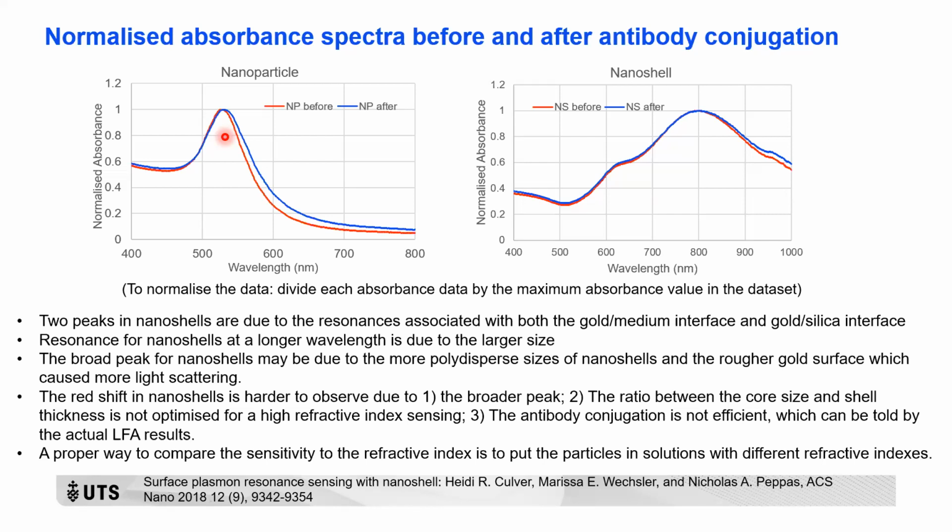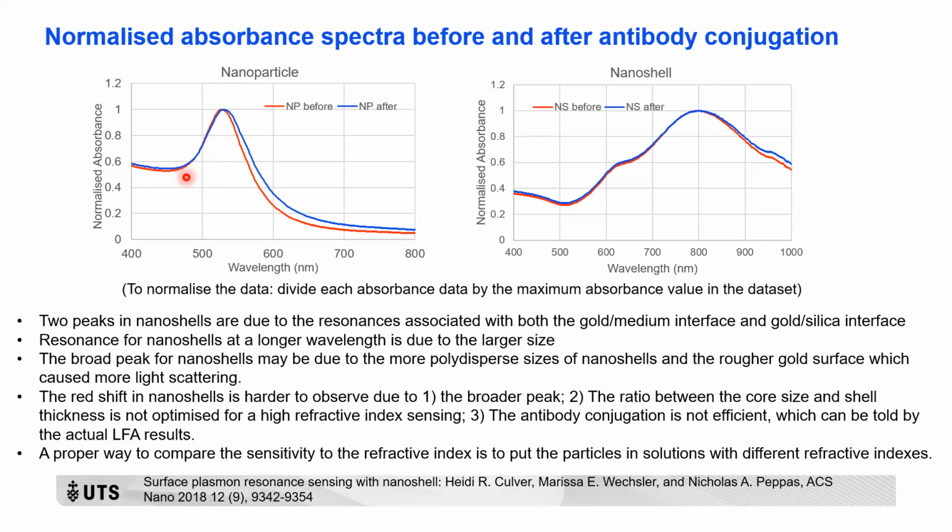If you see a slightly broader peak, the broadening may be related to some aggregation. So that's how you can interpret the nanoparticle spectrum.